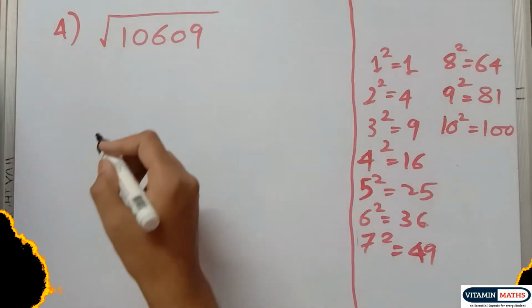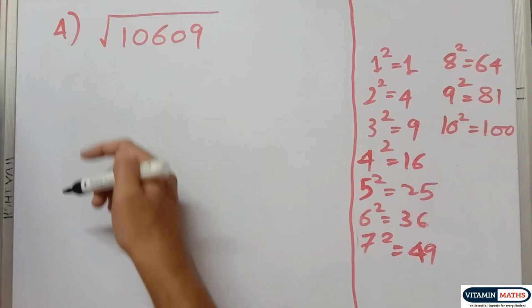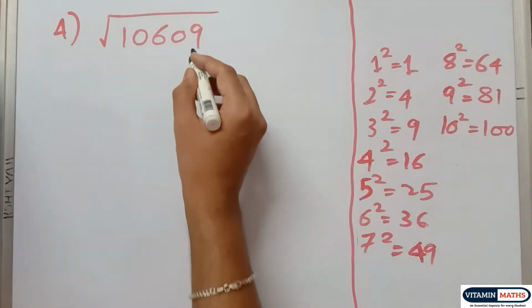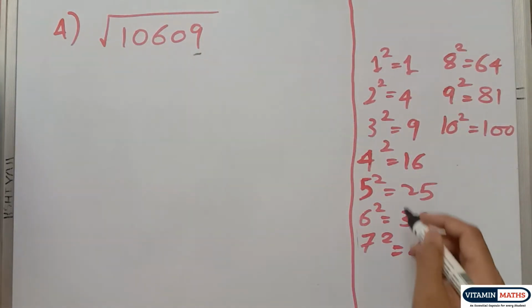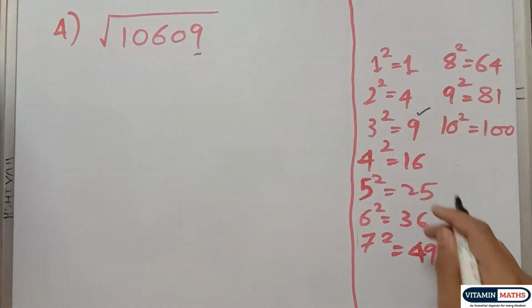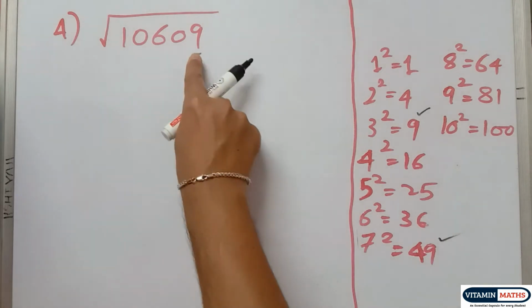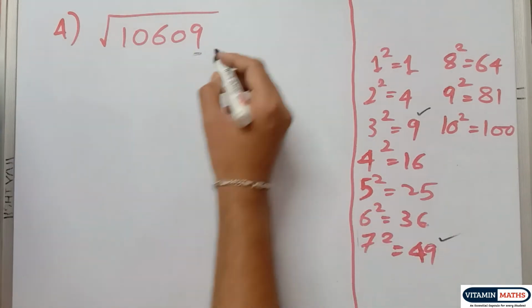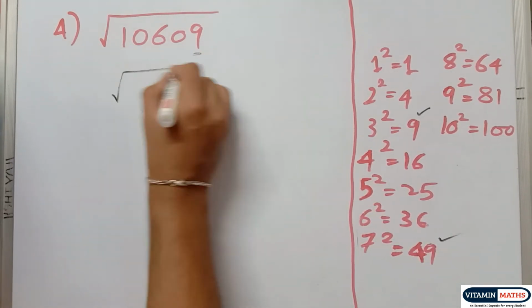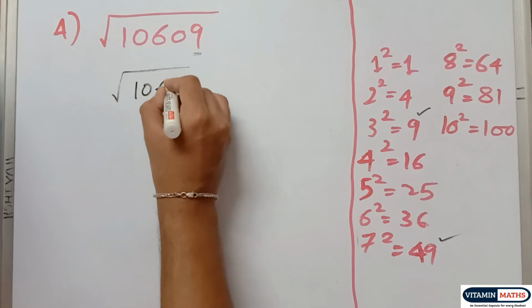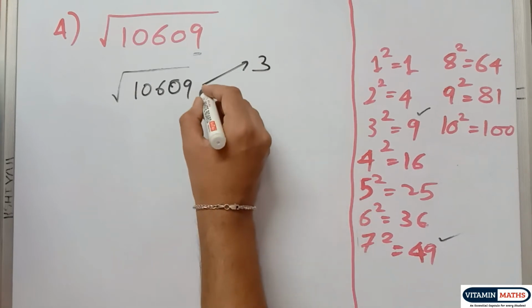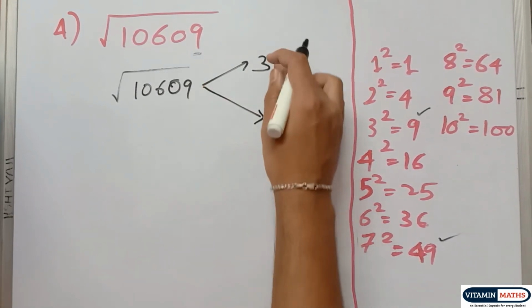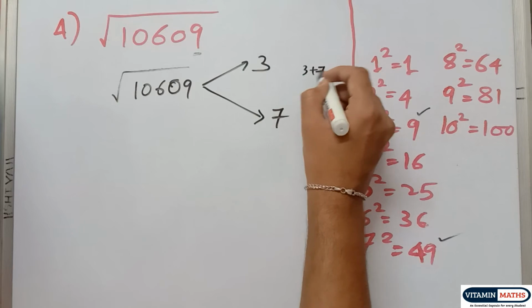Now let's find the square root of a 5-digit number, 10609. So our last digit is 9. So just search for a perfect square which is ending with 9. So 3 square is 9 and 7 square is 49. So these two numbers are ending with digit 9. Now we shall write 10609, either 3 or it may be 7, because 3 plus 7 will give you 10.